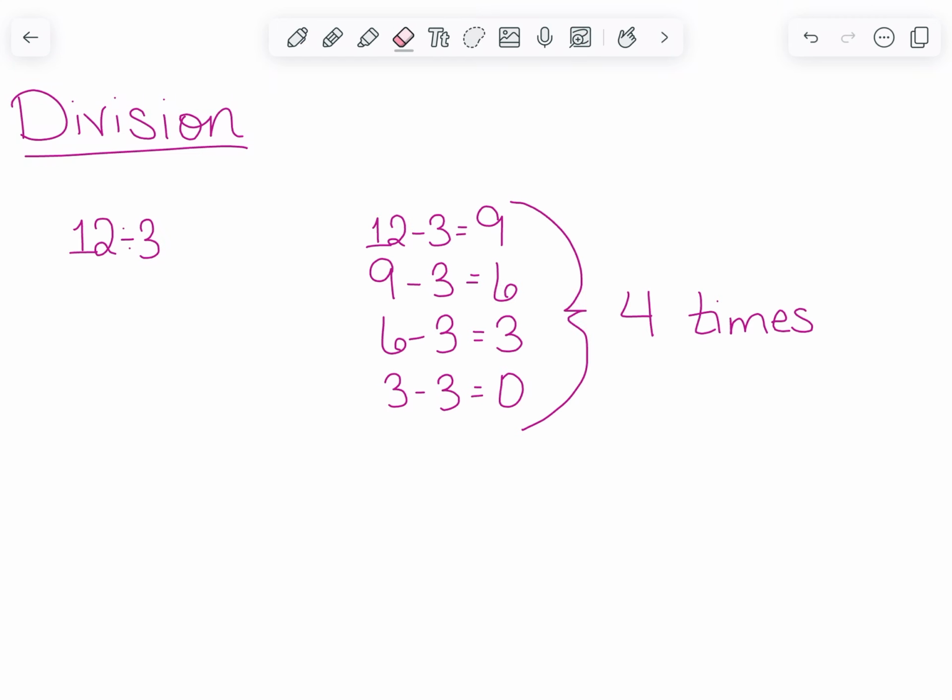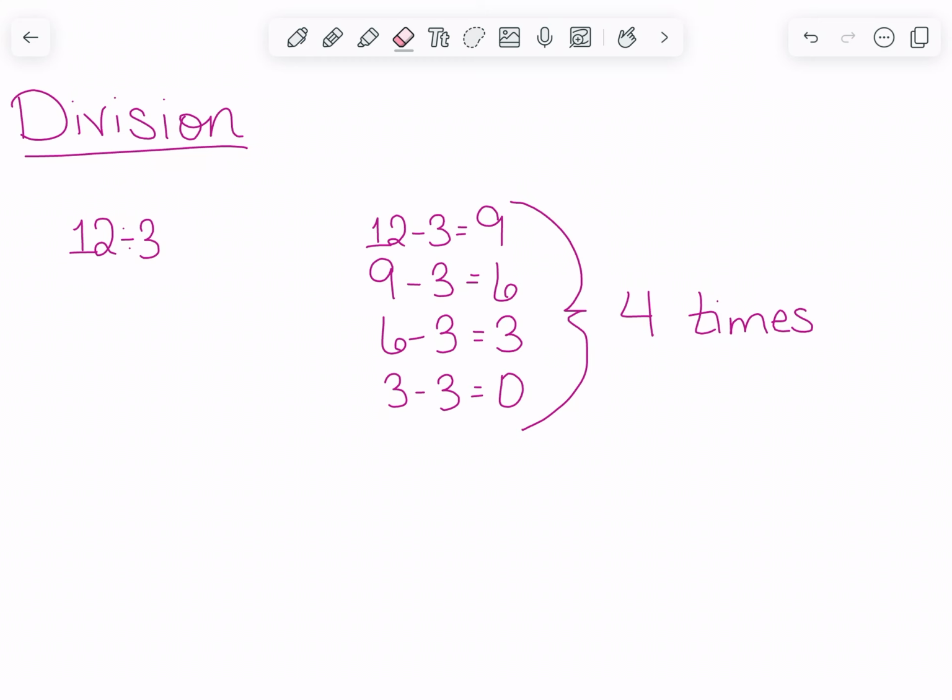In this case, 12 divided by 3, we want to repeatedly subtract 3. 12 minus 3 is 9, 9 minus 3 is 6, 6 minus 3 is 3, and 3 minus 3 is 0. Since it took us a total of 4 subtractions of 3 to get to 0, our solution would be 4.